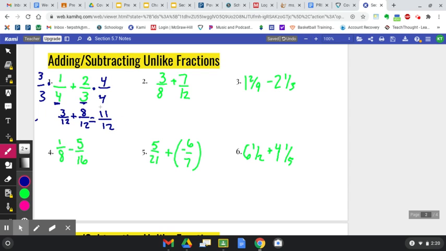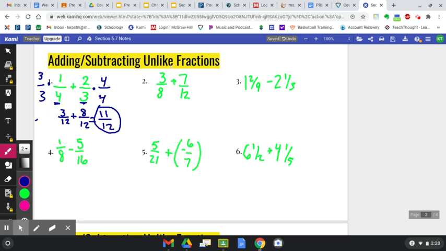Common denominator of 12. Now you'll notice that essentially we took this denominator and multiplied over here, top and bottom, and I took this denominator and multiplied over here, top and bottom. And that's fine. You can do that every single time. However, you may have to reduce in the end.